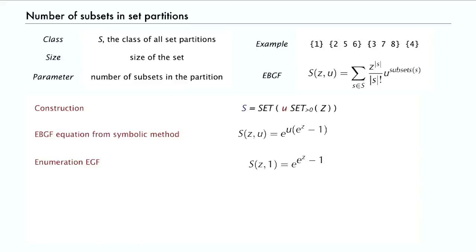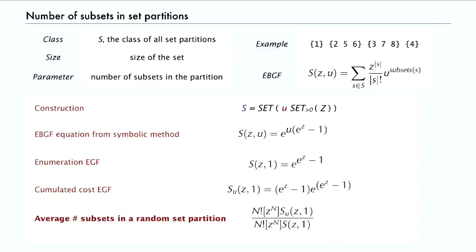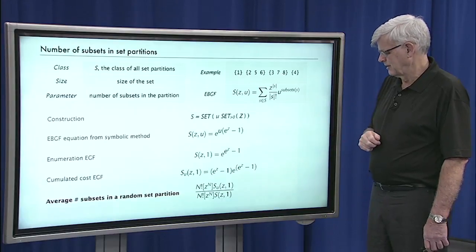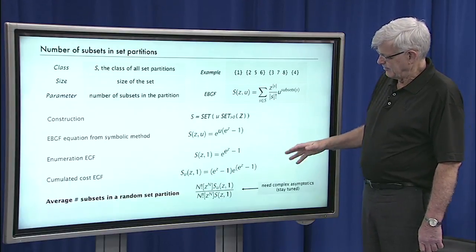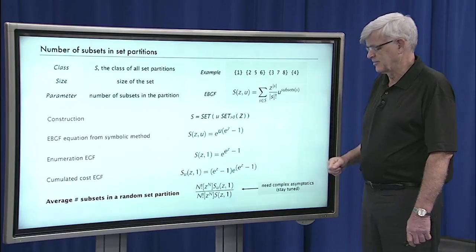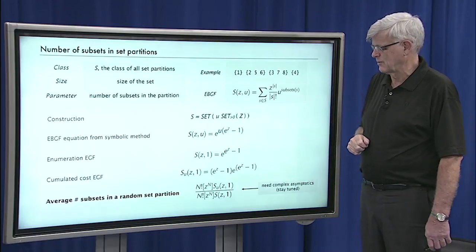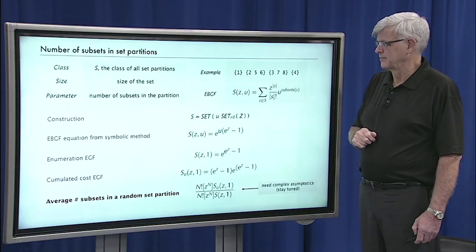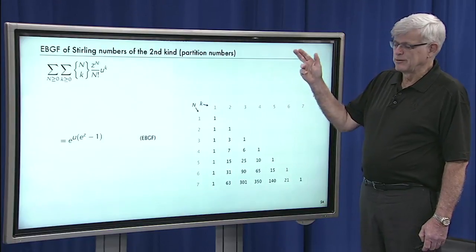Evaluate that at u equals 1, and the exponential generating function to enumerate those is e to the z minus 1. And the accumulated cost is a derivative with respect to u of that, which multiplies it by e to the z minus 1. And the average number of subsets in a random set partition is the ratio of that. Now these are getting to be complex calculations, and we'll need the complex asymptotics that we're going to study in the second half of this course to actually find out that number. But maybe you recognize the numbers.